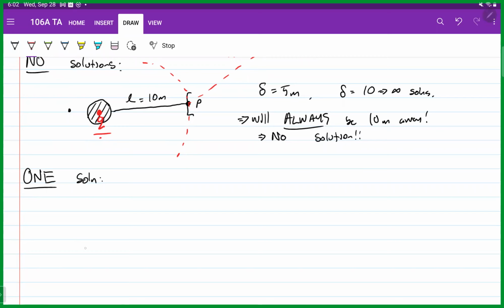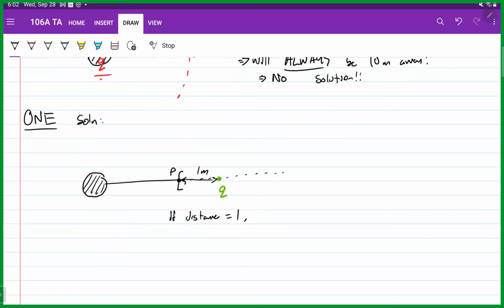Let me redraw that. Let's say we have something like this, and we have our point in our initial configuration, right? Let's keep this axis extended out, and I'm going to pick this other point Q right here, such that the distance between the two of these is equal to say 1 meter, for example. So in this case, the distance equals 1, and the delta that we're looking for is also 1, so we have a single solution.